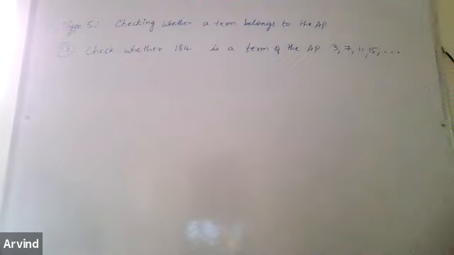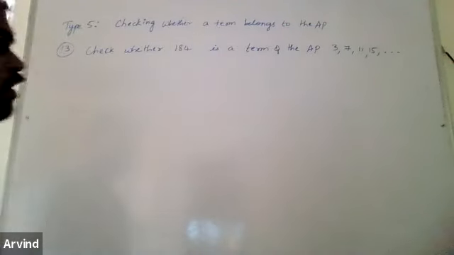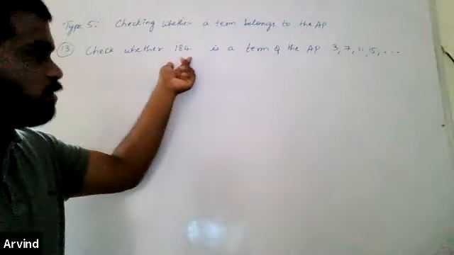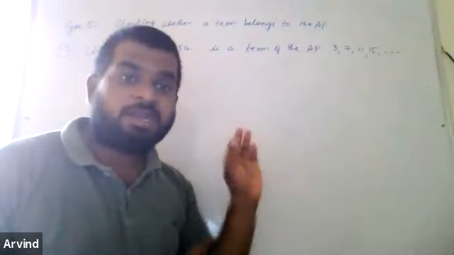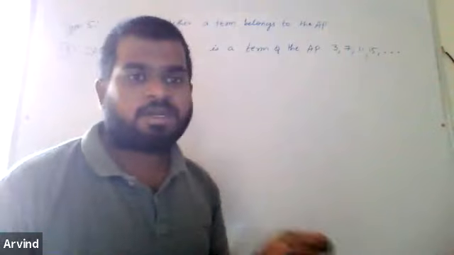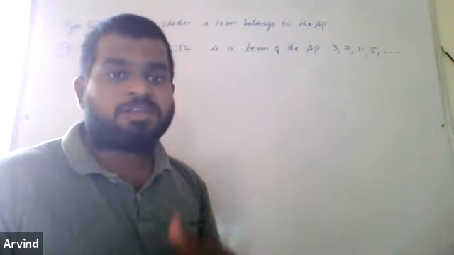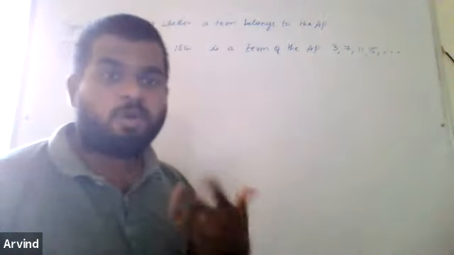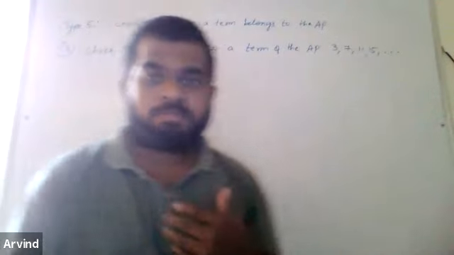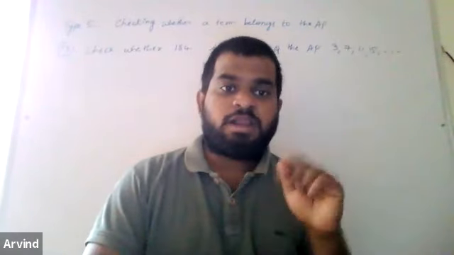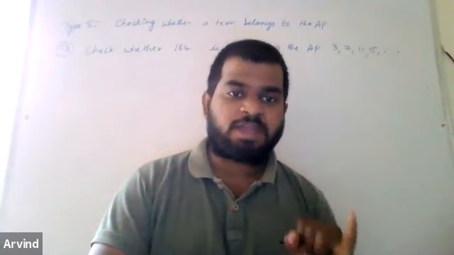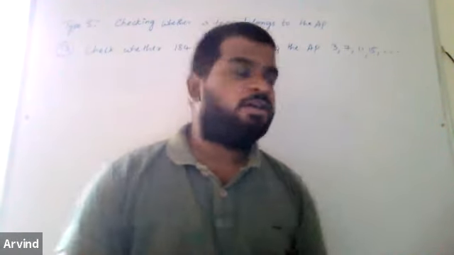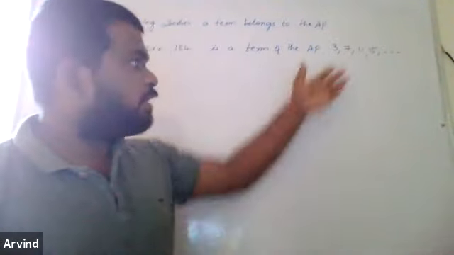This is also the same thing. See here, the concept is, if 184 is a term of the AP, then definitely we'll get its position. That is the N value. But if it is not a term of the AP, we won't get the N value. Last class I told you the N value must be a natural number. It cannot be a fraction, a decimal, or a negative.